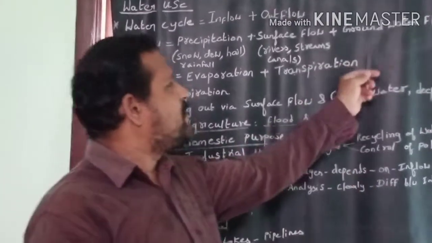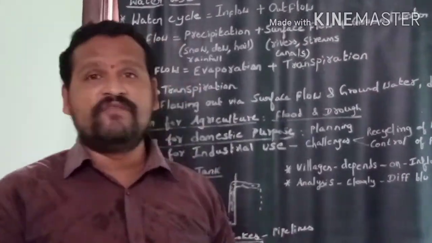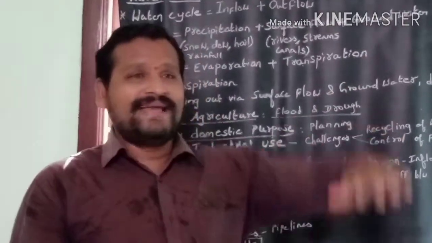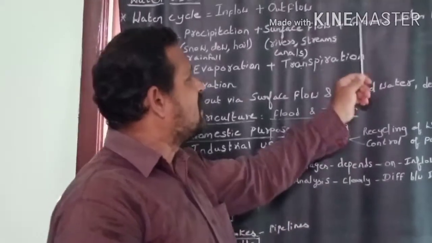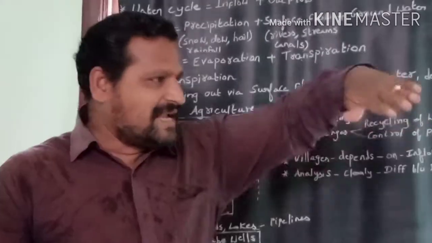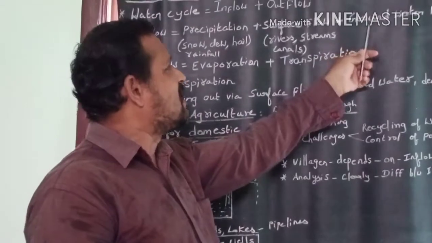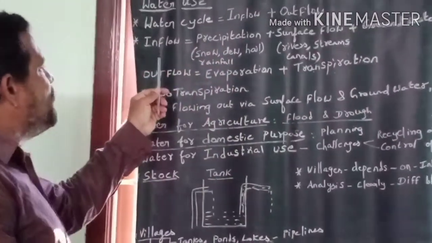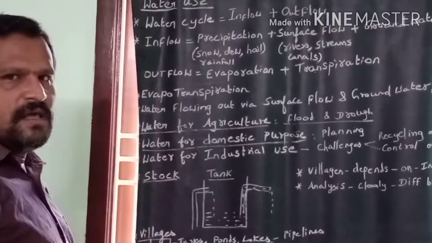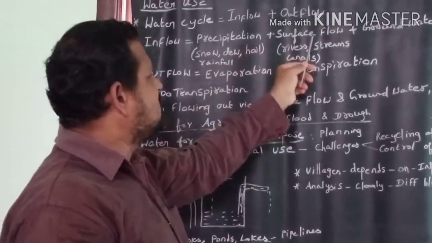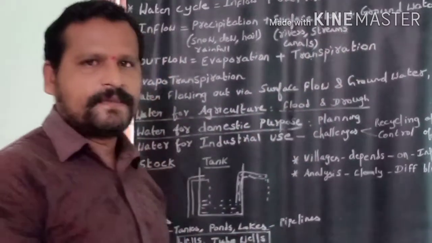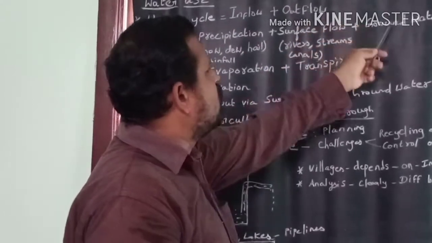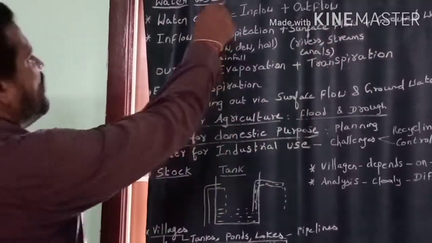We cannot easily estimate groundwater flow. It is very difficult to estimate the groundwater flow. Based on slope, we can estimate the groundwater flow. To estimate the inflow of an area, we should estimate the precipitation, surface flow and groundwater flow. Why should we estimate them? To estimate the inflow of an area.